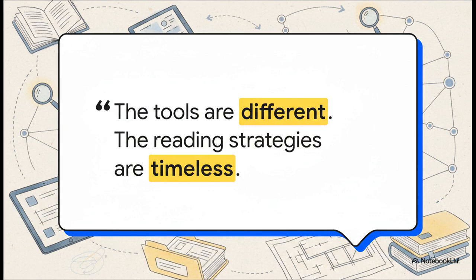And that really brings us to this final insight, which I just love. We've been talking this whole time about cutting-edge AI, about RAG and knowledge graphs, but what are we really talking about? We're talking about fundamental human strategies for learning. Whether you're building an index, mapping connections, exploring freely, or structuring an argument, these are timeless ways of seeking knowledge. The tools are new. The reading strategies are timeless.